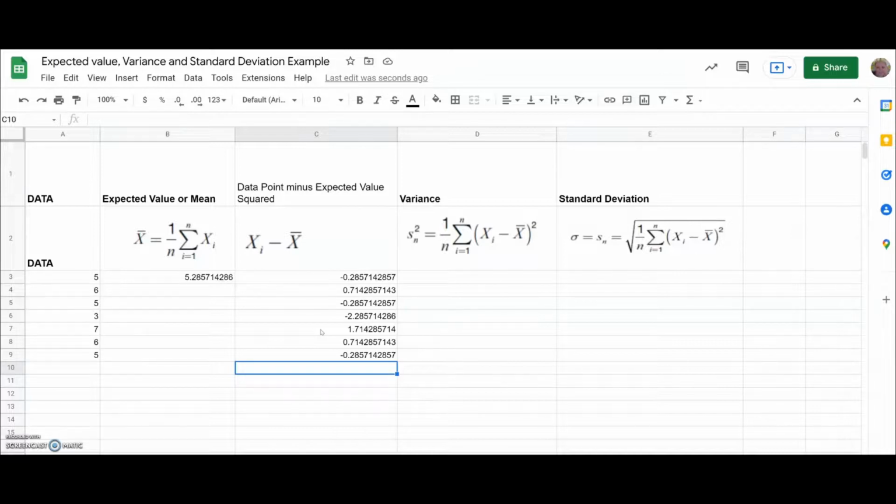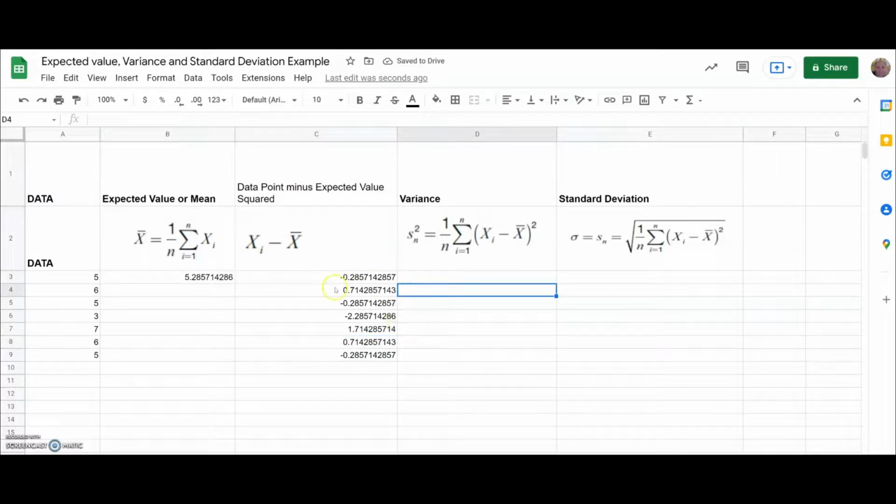So ideally, I would take the absolute value, or I would square this to get everything positive. So this is why in variance, it's every single point squared. It's to avoid this whole situation where we have minuses, because those minuses will cancel out when we add them up.